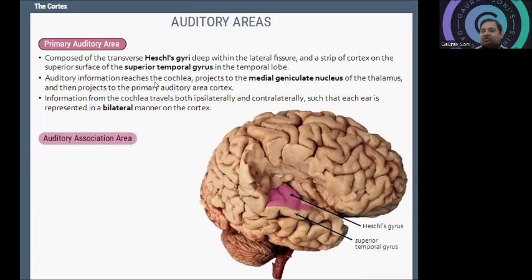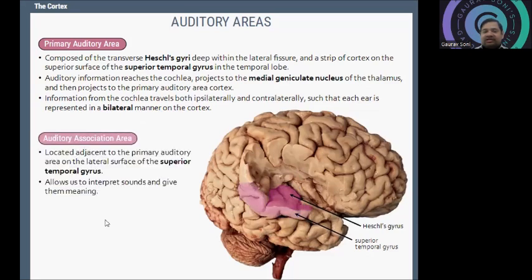Auditory information reaches the cochlea and projects to the medial geniculate nucleus. Remember, for light it was lateral geniculate, for hearing it will be medial geniculate nucleus of the thalamus, and then it projects to the primary auditory cortex. Information from the cochlea travels both ipsilaterally and contralaterally such that each ear is represented in a bilateral manner on the cortex. So both types of information travel from the cochlea to the cortex, that is the auditory part.